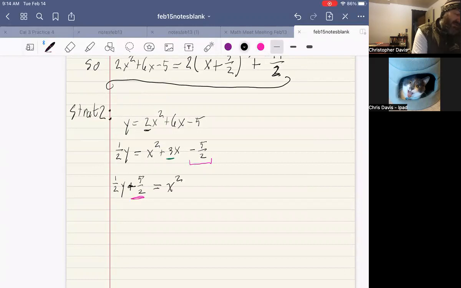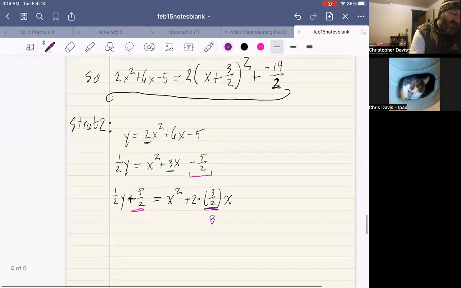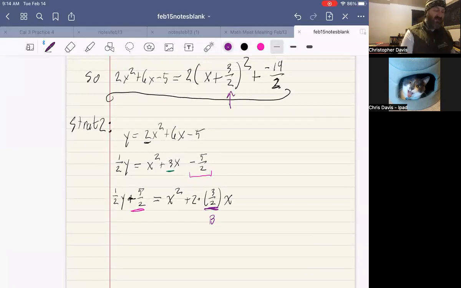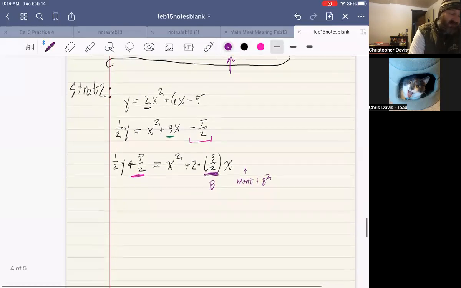I leave that alone, plus 2 times 3/2 x. Oh, cool. That means that this term is what my b is going to be. And notice, oh, cool, that agrees with what we had earlier. All right, so I still want to see a plus b squared here. So let's just add a b squared to both sides.